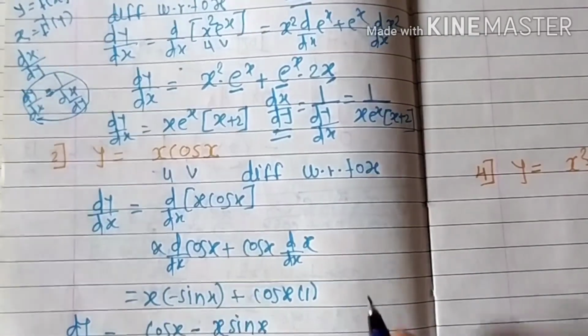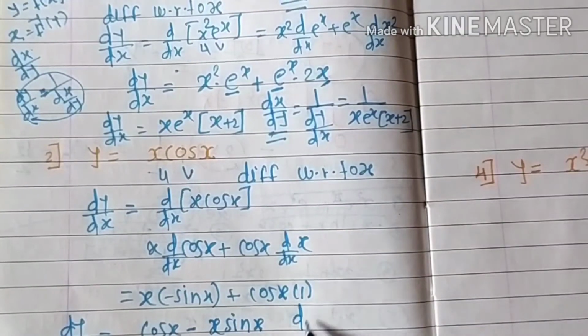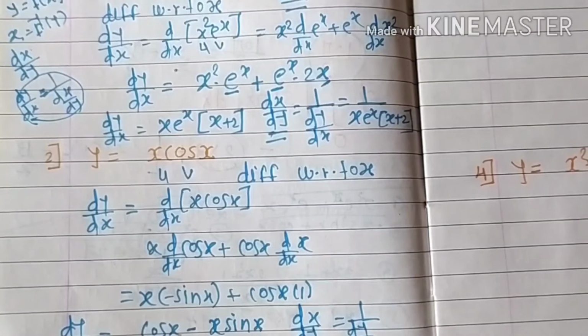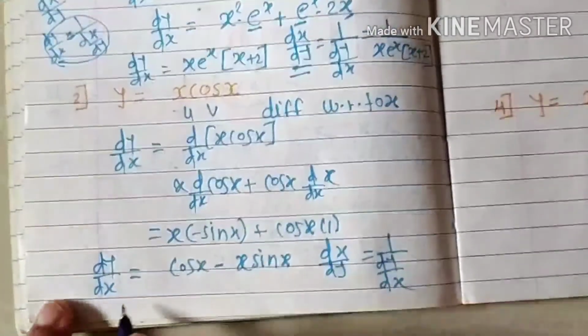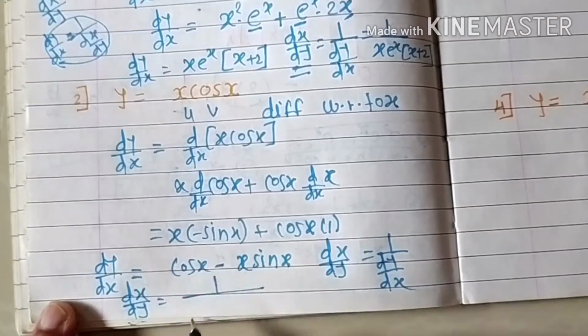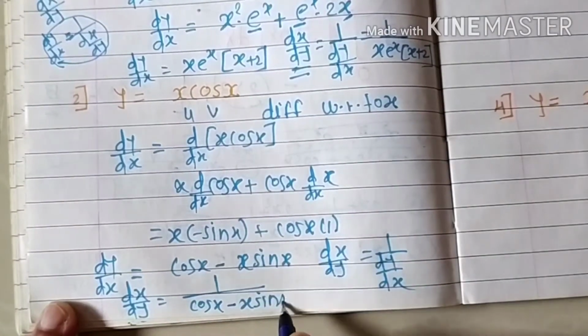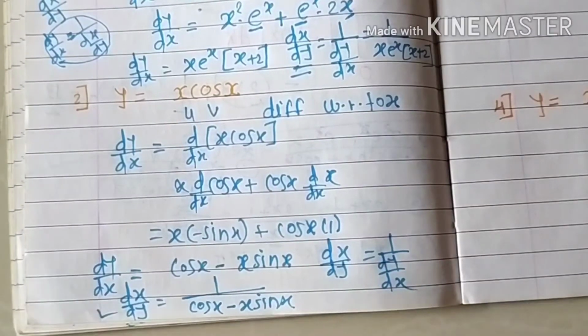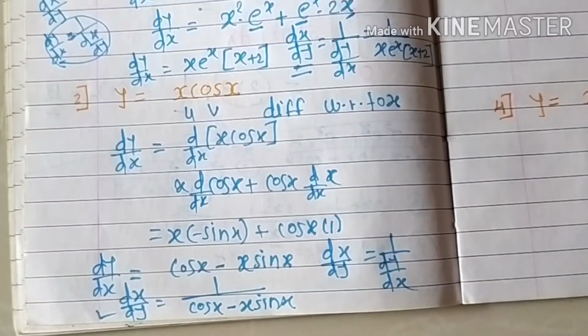But what we want is dx upon dy, and dx upon dy is the reciprocal, 1 upon dy by dx. Therefore dx upon dy is equal to 1 upon cos x minus x into sin x, which is the value of the derivative of the inverse function.